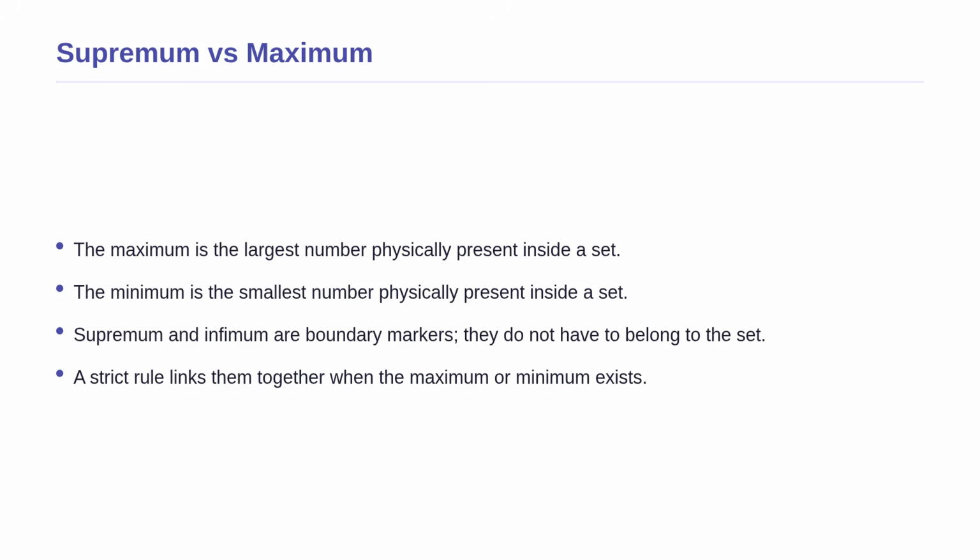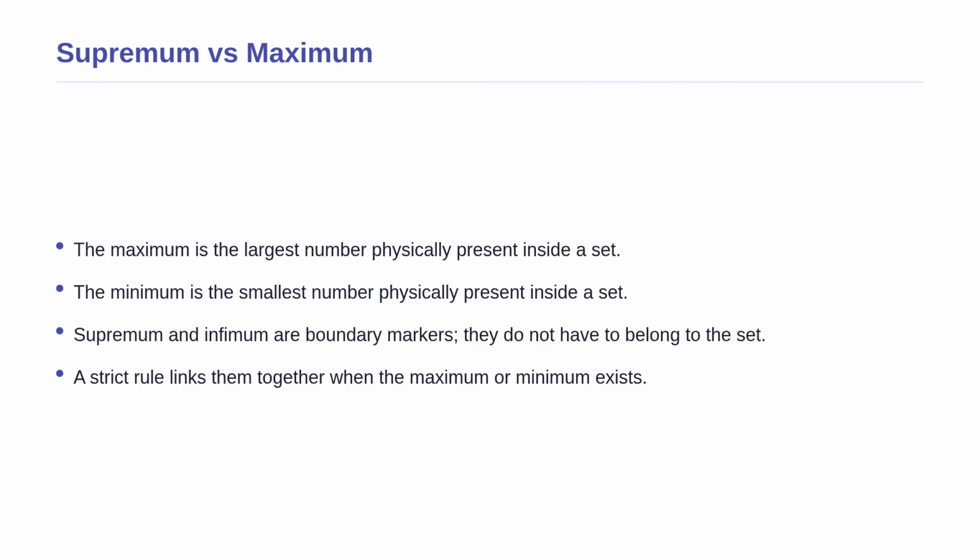Before we look at a concrete example, we need to address a very common point of confusion. Students often confuse the supremum with the maximum, which is simply the largest number physically present in a set. Similarly, they confuse the infimum with the minimum, the smallest number in a set. There is a strict general rule linking them together. The supremum of a set is exactly equal to its maximum if and only if the maximum actually exists and belongs to the set. The supremum and infimum are boundary markers. They do not actually have to belong to the set itself, whereas a maximum or minimum absolutely must be inside the set.